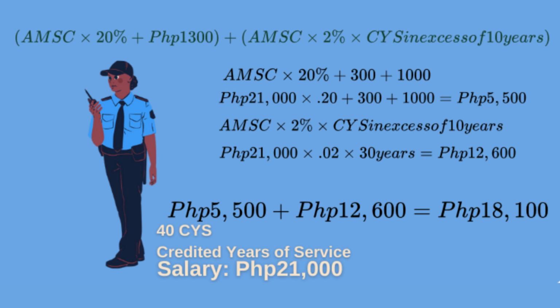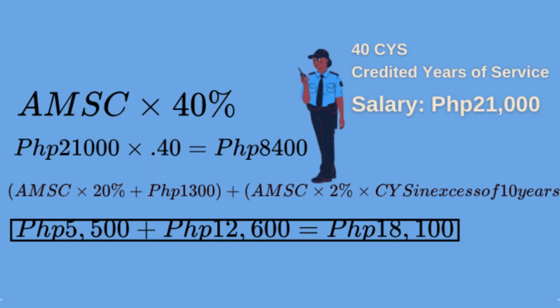Thus, his regular SSS monthly pension using the first formula is 5,500 pesos plus 12,600 pesos equals a total of 18,100 pesos. Using the second formula, let's compute for Gardi's regular SSS monthly pension, that is 40% of the average monthly salary credit or AMSC. Using the second formula, his regular SSS monthly pension is 8,400 pesos. Thus, his regular SSS monthly pension shall be based on the first formula, that is 18,100 pesos, since it is the higher amount computed between the two formulas.